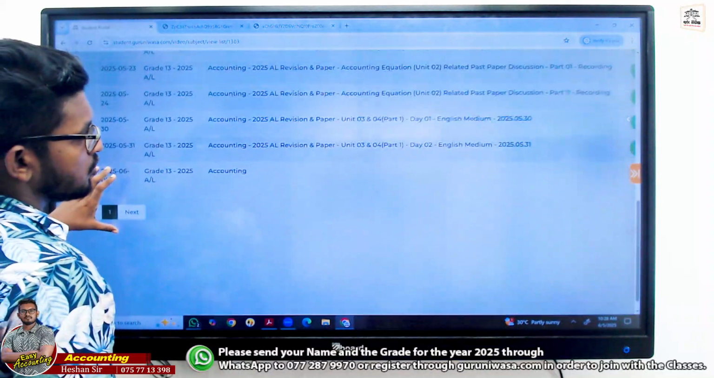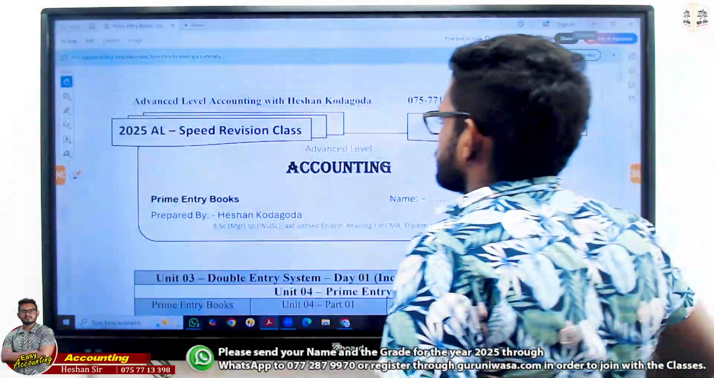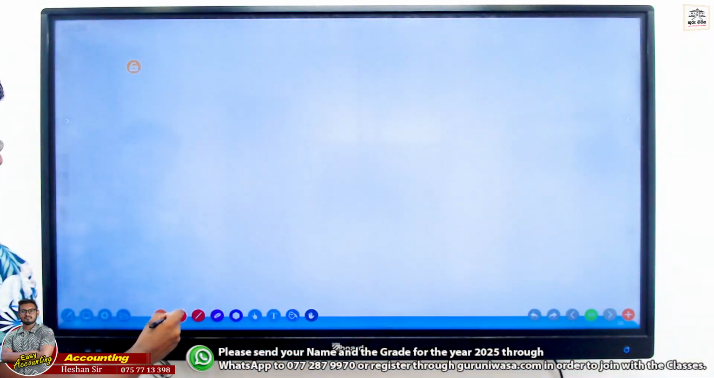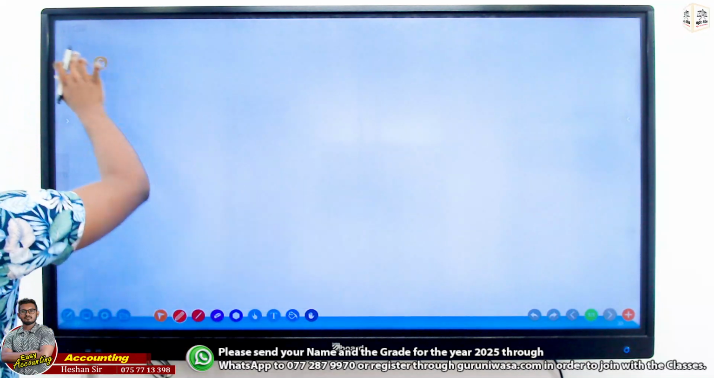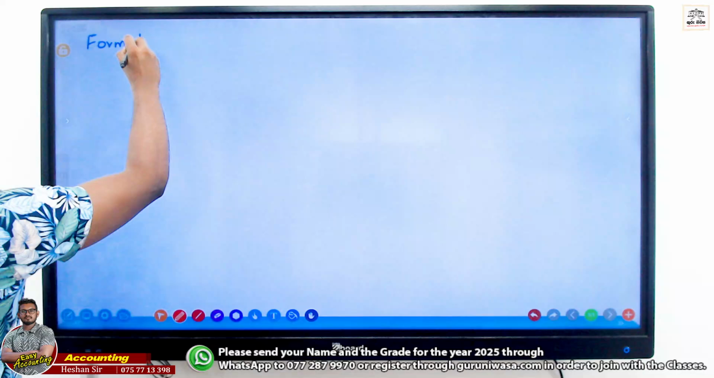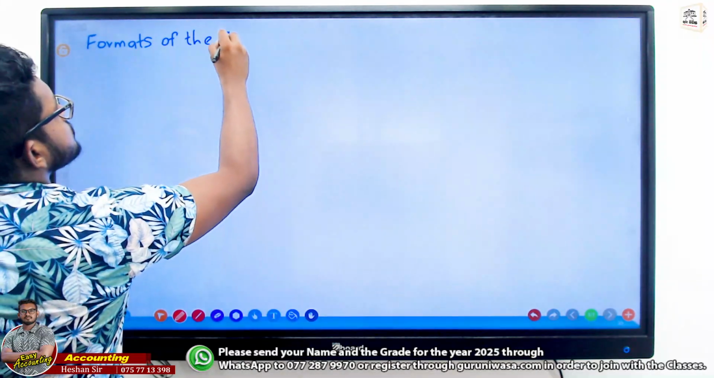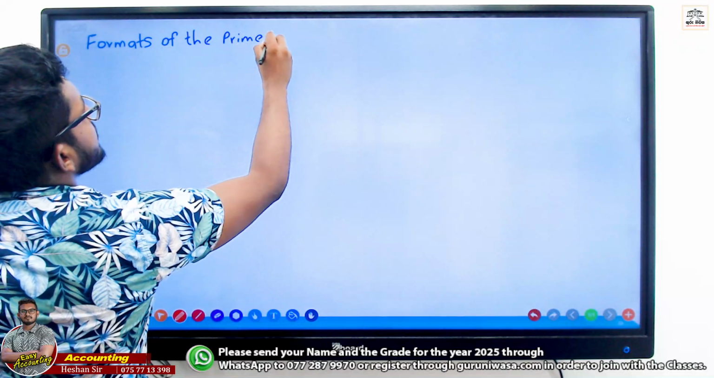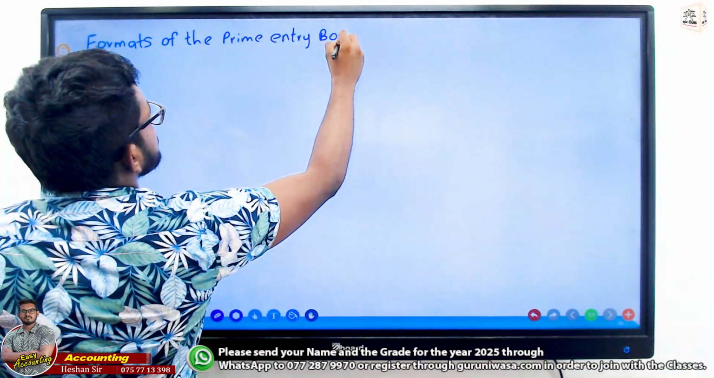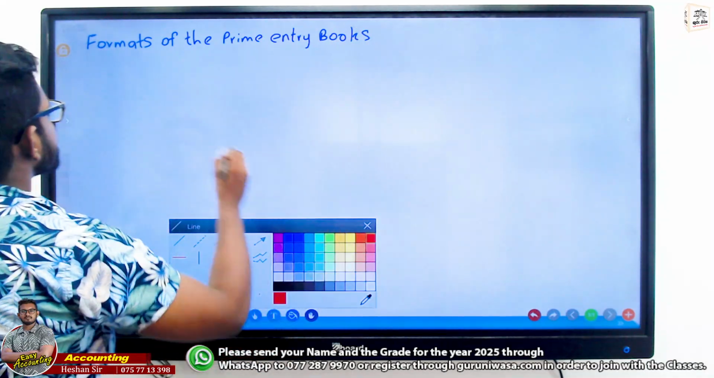Okay. So, right. So now first of all, write the subheading: Formats of the primary books. Write with me. Formats of the primary book.